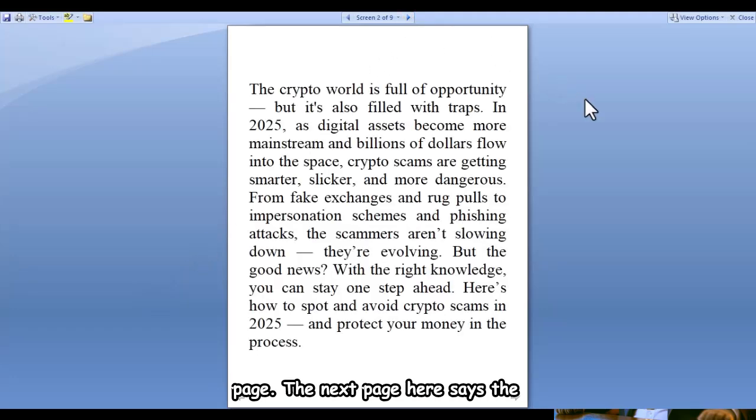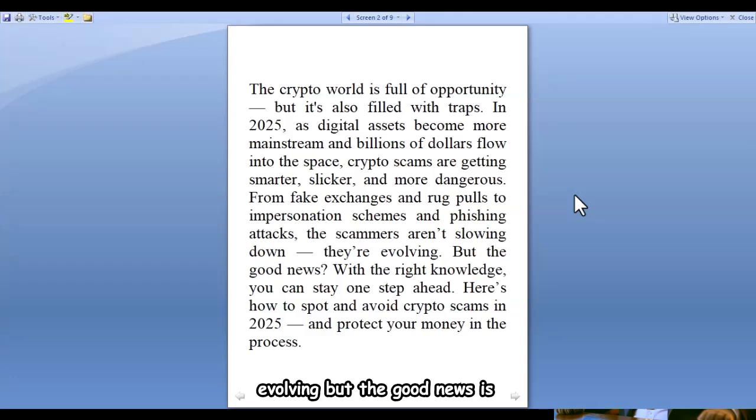The next page here says the crypto world is full of opportunity, but it's also filled with traps. So in 2025, as digital assets become more mainstream and billions of dollars flow into the space, crypto scams are getting smarter, slicker, and more dangerous. So from fake exchanges and rug pulls to impersonation schemes and phishing attacks, the scammers aren't slowing down, they are evolving.